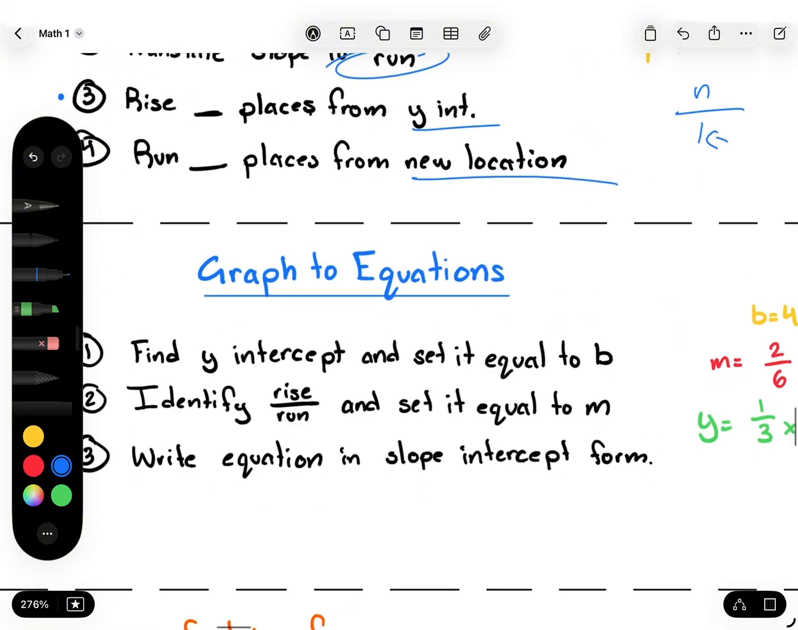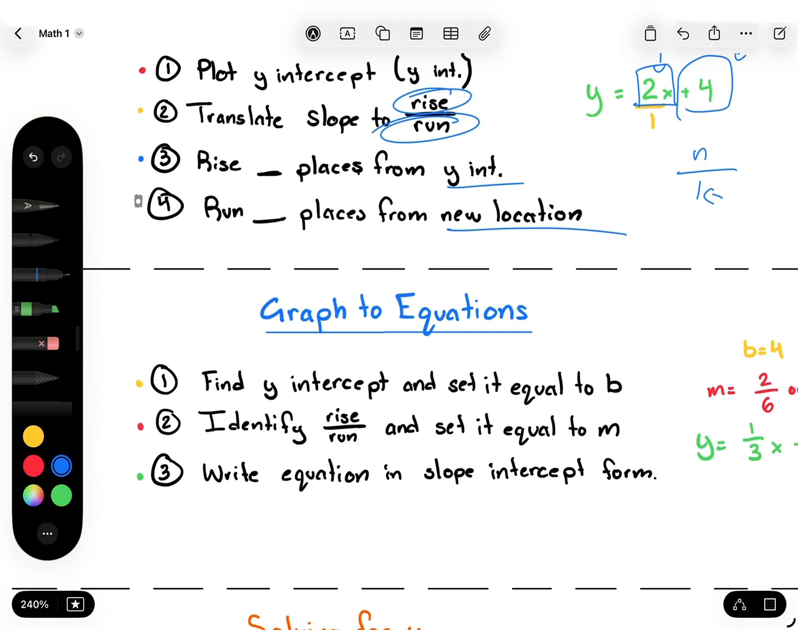And lastly, how do we take a line and translate it into slope-intercept form? The first step would be to find the y-intercept and set it equal to b. Then we identify the rise over run and set it equal to m, and then we write our equation using y equals mx plus b, replacing the values for m and b.